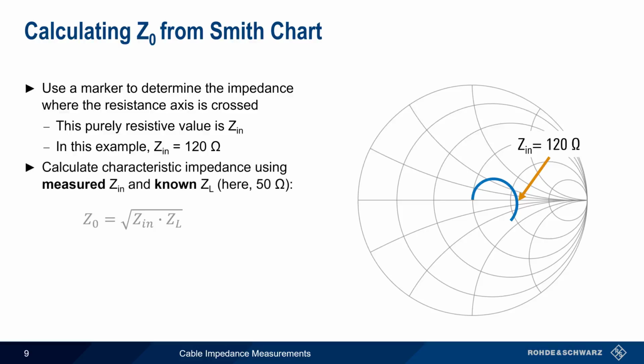The final step is then calculating the characteristic impedance of the cable using this measured value of Z sub in and the known value of Z sub L, which in this example produces a measured cable impedance of 77 ohms.